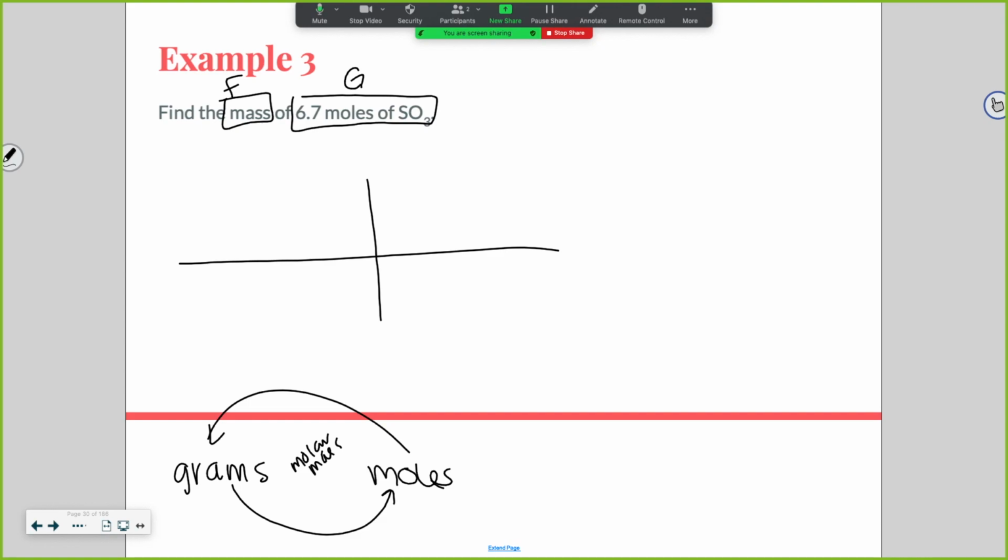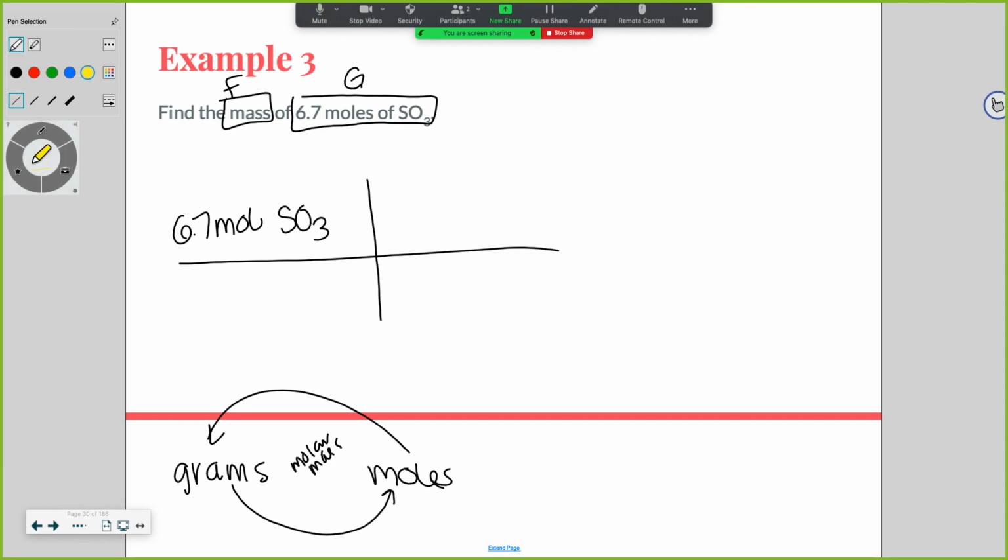Alright? And I'm given 6.7 mole SO3. Number, unit, name. Now look, I am going from moles to mass, or to grams. Mass and grams, same thing. Alright? So, where am I going to put my mass? In the box to the right of mole, at the top, right? But do I know what mass to put there yet?